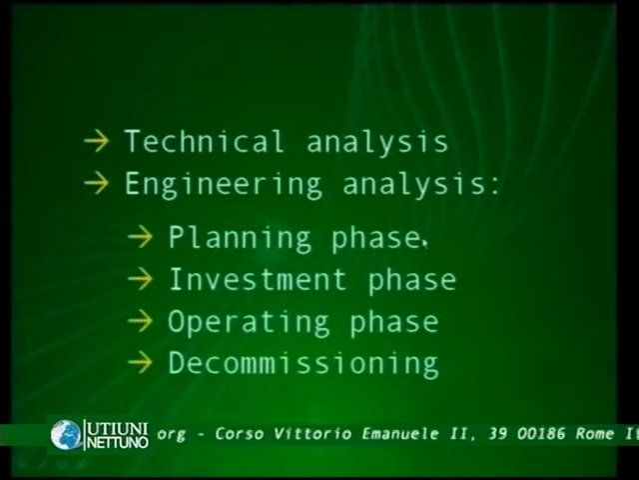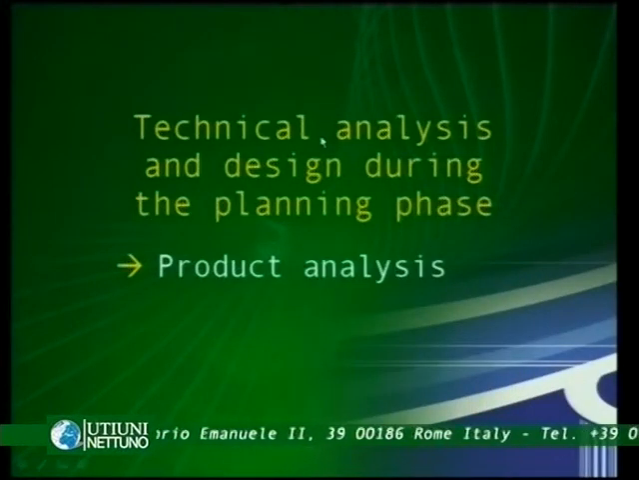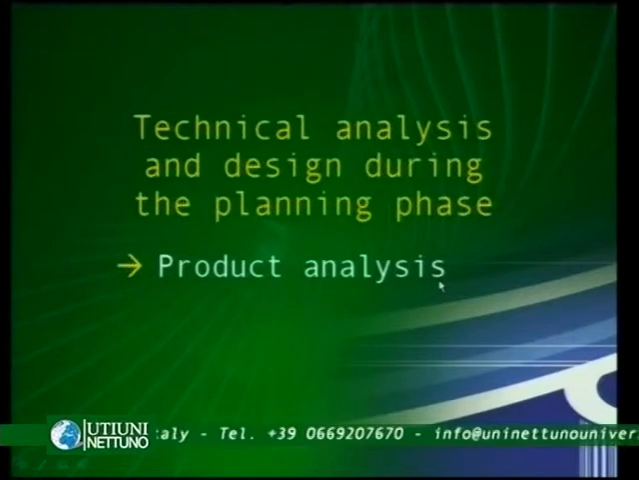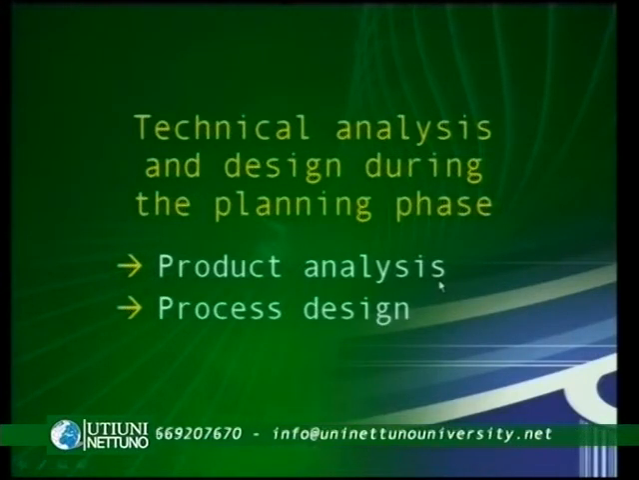If we consider the planning phase, technical analysis and design during the planning phase, we are encountering basically two main elements, the product analysis and the process design. So let's recall some ideas we should be familiar with so far. The technical analysis has the sales program as an input. If the sales program is an input, that means that the marketing strategy has been already defined. And as we've seen, one of the 5 elements of the marketing strategy is the product. So the concept of the product has been defined, and now we have to operationalize this idea.